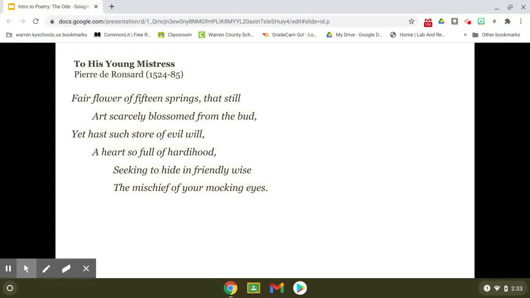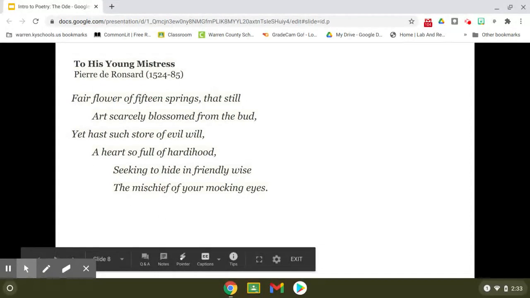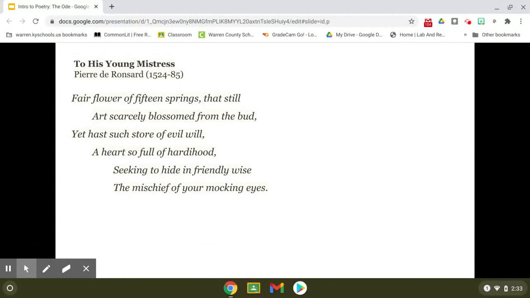So she's this beautiful flower, yet the word yet signifies that we have a turn here. Yet has such store of evil will. She's evil. She's out to do evil. A heart so full of hardihood. So she's hard-hearted. She seeks to hide in friendly wise. So she seems friendly, the mischief of your mocking eyes. So she is mocking him in some way. He doesn't appreciate the way that she is treating him. Even though she's young, she's already figured out how to manipulate this relationship. So that's the strophe where we set up the problem.